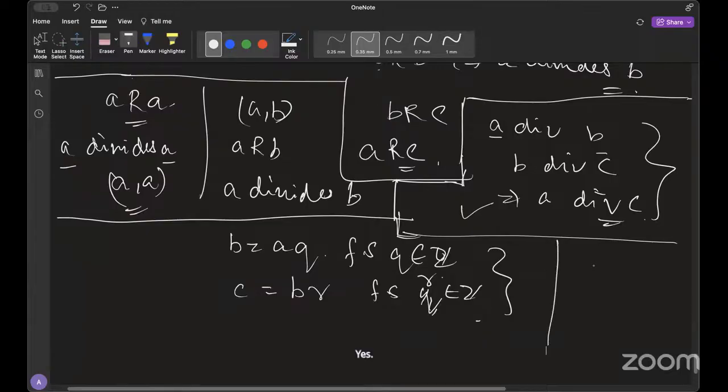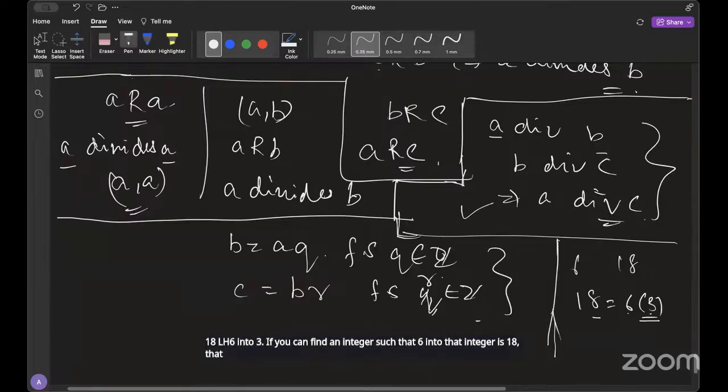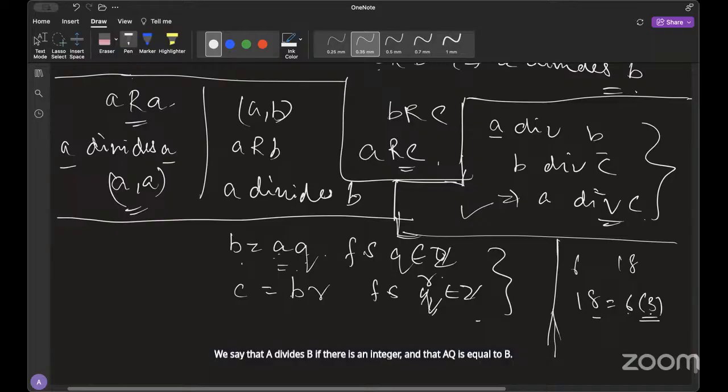Ma'am, this type of formula I have not studied in quiz 1 in week 1. Let's just say when you have 18 and you say 6 divides 18, how do you do it? 18 is 6 into 3. If you can find an integer such that 6 times that integer is 18, that's when you say that 6 divides 18. That's what we've done here. We say that A divides B if there is an integer such that AQ equals B. We say that B divides C if there is an integer such that BR equals C. This is given to you; this is not something in your course. We're doing it extra here.